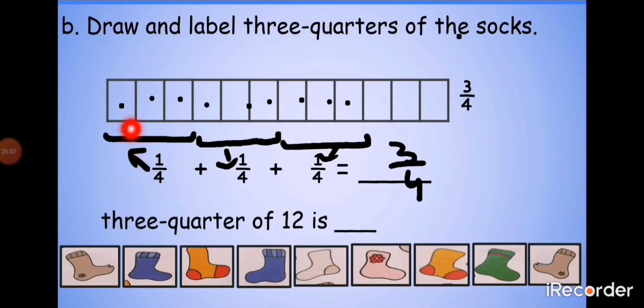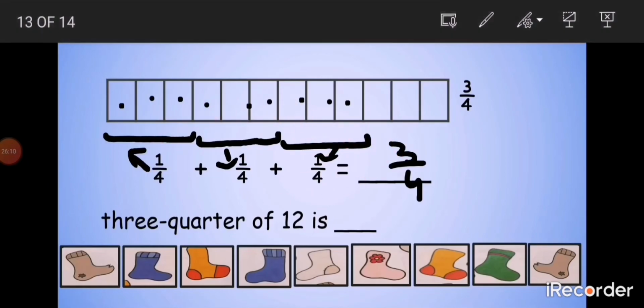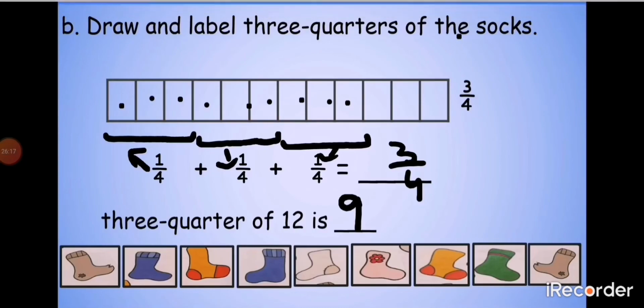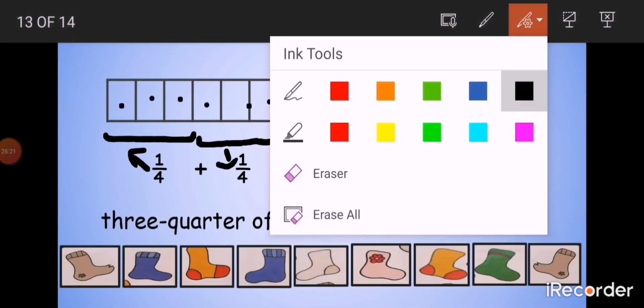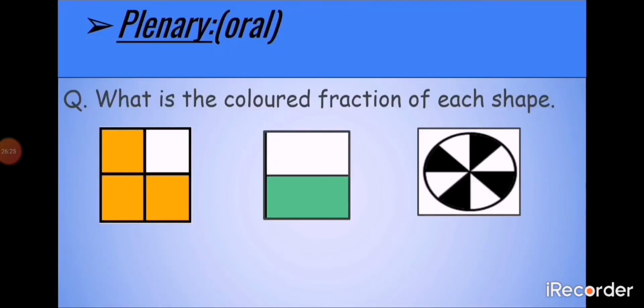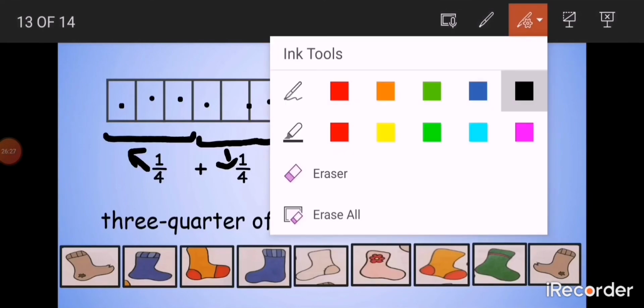1 by 4th of 12 is 3. Then 1 by 4 of 12 is 3. Then 1 by 4 of the 12 is 3. And 3 by 4 is, yes, it is 9. So 3 by 4 of 12 is 9. So you can write 9 here. The 3 quarters of 12 is 9. Then you will mark it and color only 3 by 4 of the 12 here.